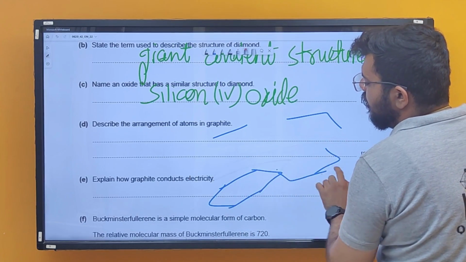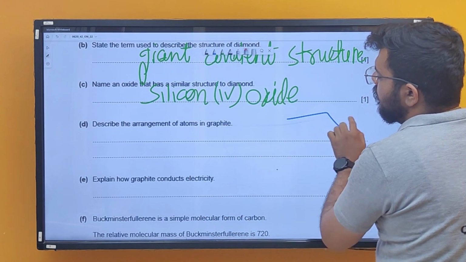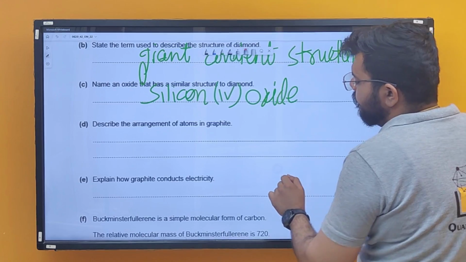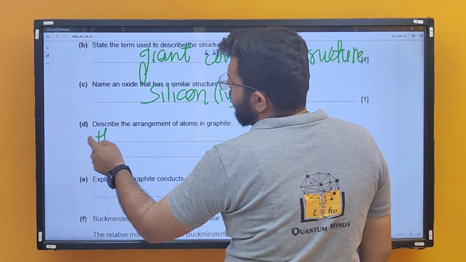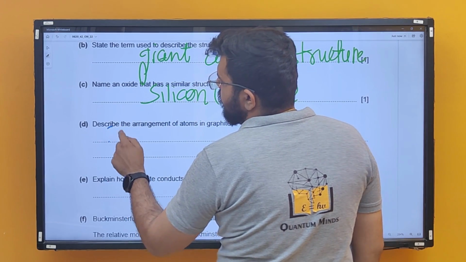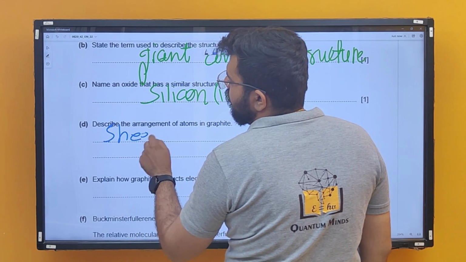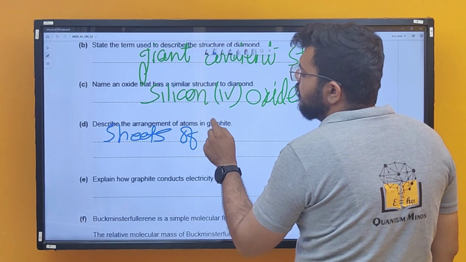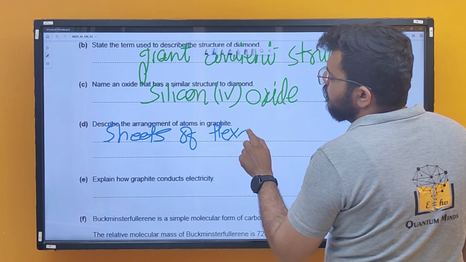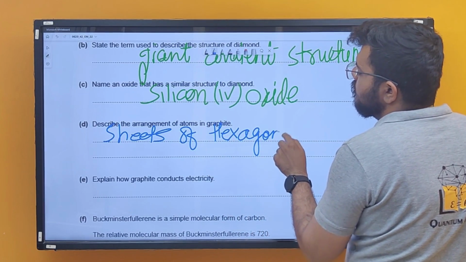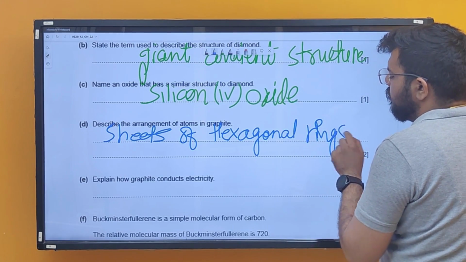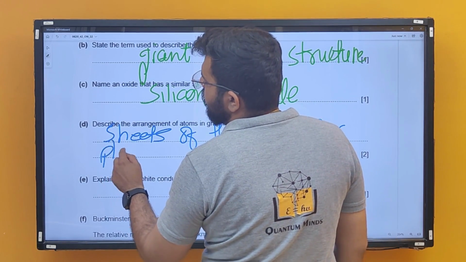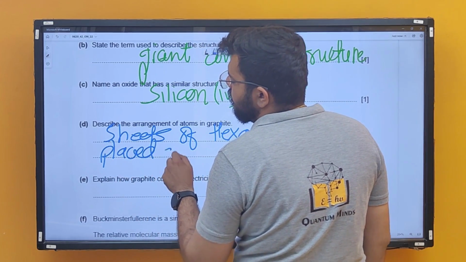But I need to write it down, so let's erase this and let's write sheets, not only hexagonal ring, sheets of hexagonal rings placed on one another, right?